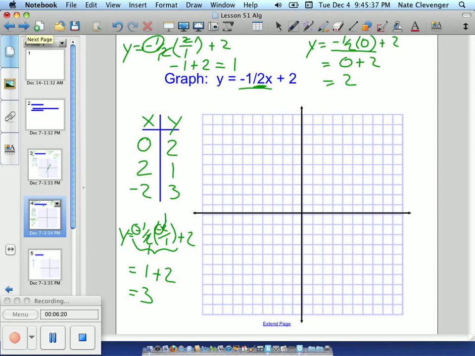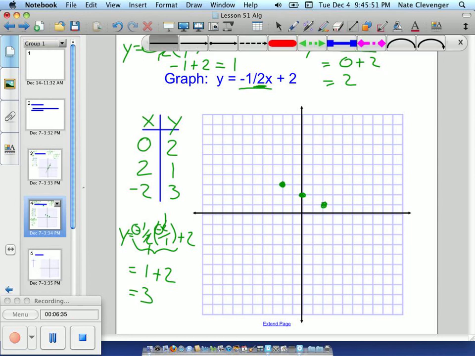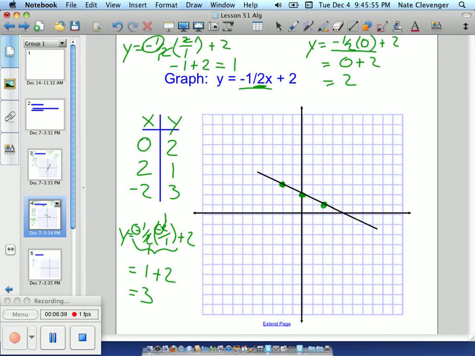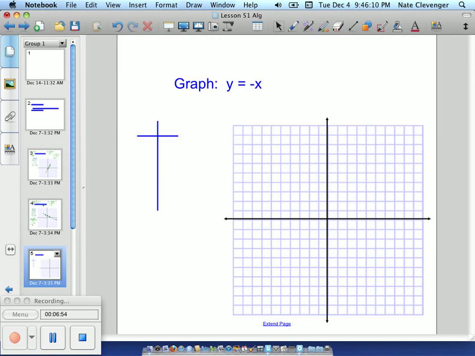Ordered pairs are 0, 2, 2, 1, and negative 2, 3. Those 3 should line up in an orderly fashion so that I can then draw my line through those 3 points. And really I should put an arrow on that to show that it's going to continue. So that's graphing the equation of that line.